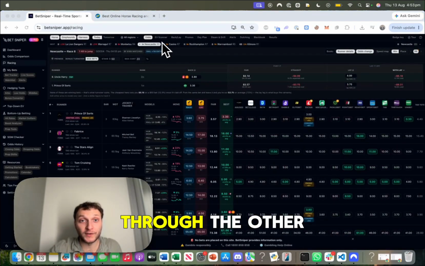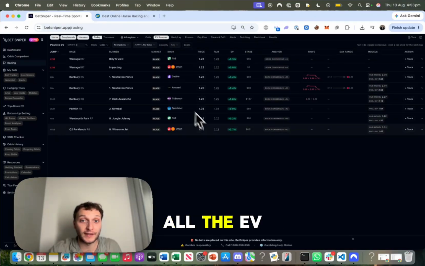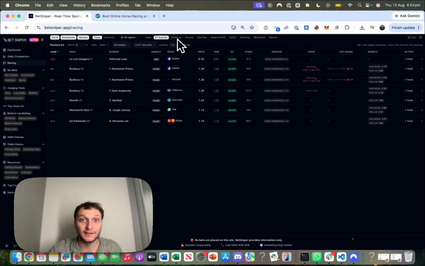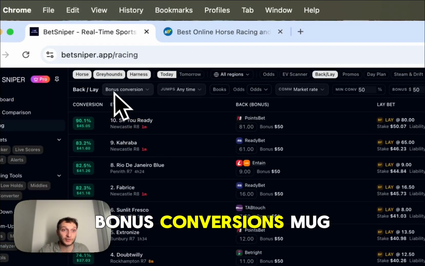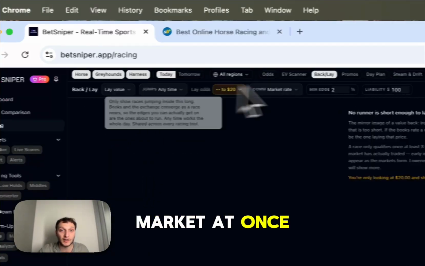Okay, and just quickly we'll go through the other tools. So the EV scanner is just showing you all the EV bets that are in the market currently. You can filter for when the race is starting. The back lay tab is showing you all the potential ARBs, bonus conversions, mug bet opportunities, and lay value opportunities in the market at once.